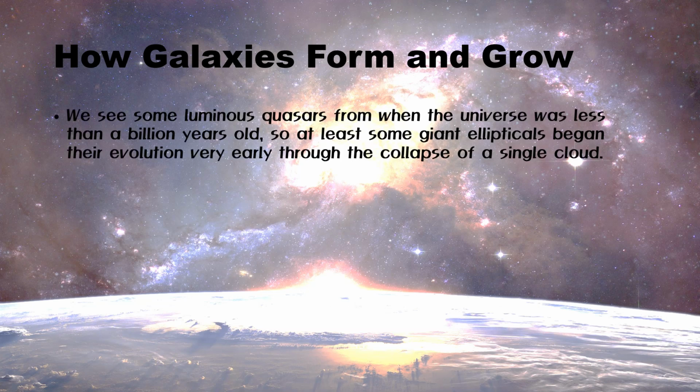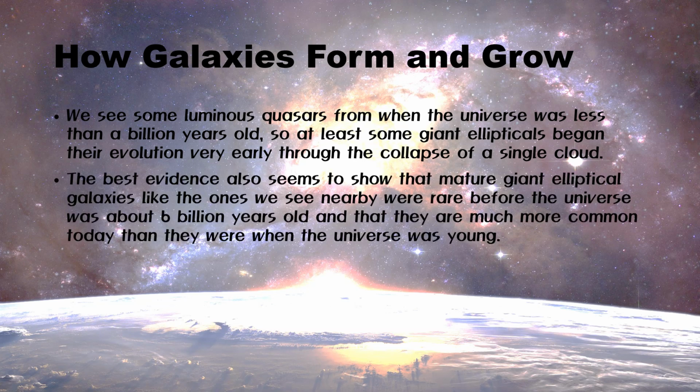Now, we've seen some luminous quasars from when the universe was less than 1 billion years old. So we know that at least some of the giant ellipticals began their evolution very early on through the collapse of a single cloud. The best evidence also seems to show that mature giant elliptical galaxies, like the ones we see nearby, were relatively rare before the universe was about 6 billion years old, and that they are much more common today than when the universe was young.